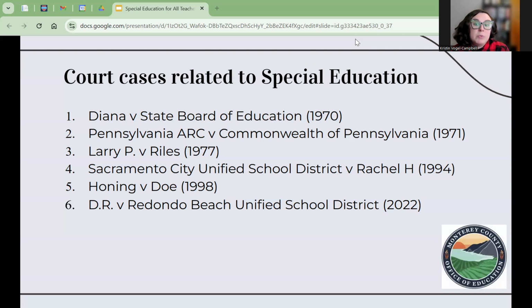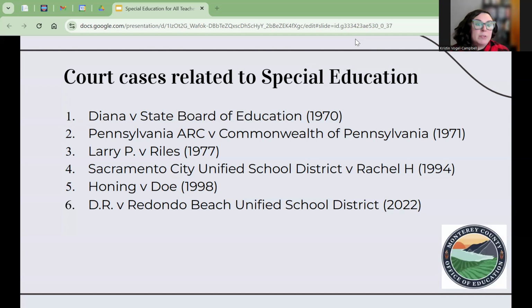So the Supreme Court declined to review the case on June 13th, 1994, which effectively affirmed the Ninth Circuit's ruling. This decision reinforced the IDEA's preference for educating students with disabilities alongside their non-disabled peers to the maximum extent appropriate, promoting inclusivity and equal educational opportunities.